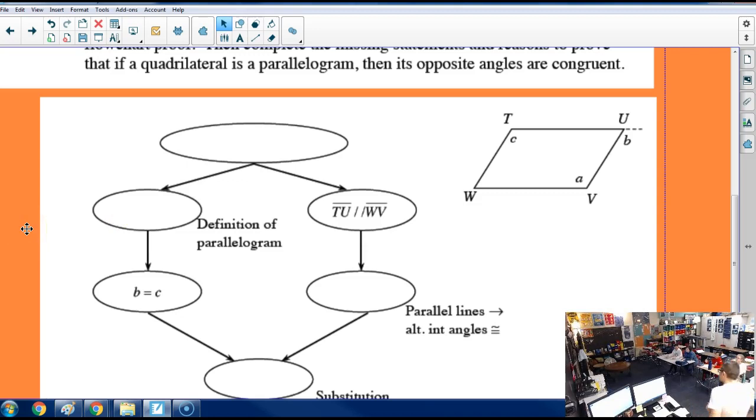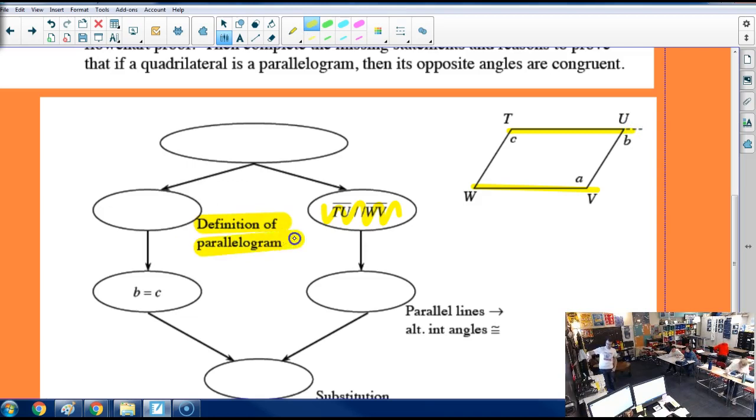So what don't we see up there yet? You might want to grab a couple highlighters for today too. That might be helpful. Okay. Sorry, I should have thought about this sooner. TU, WV, right? So WV, TU. And that would actually also come from definition of a parallelogram, right? Because the opposite sides are parallel.